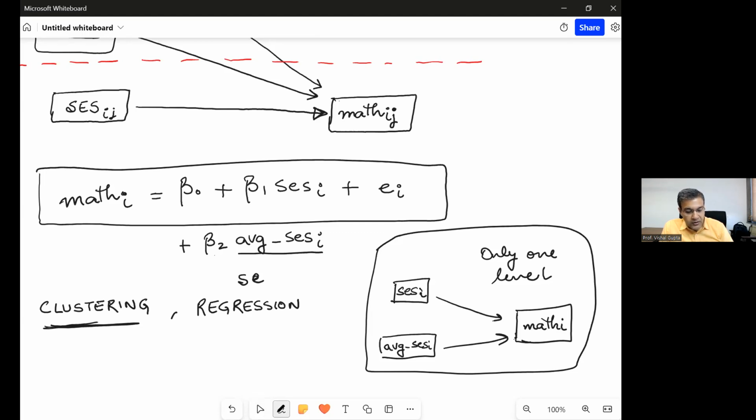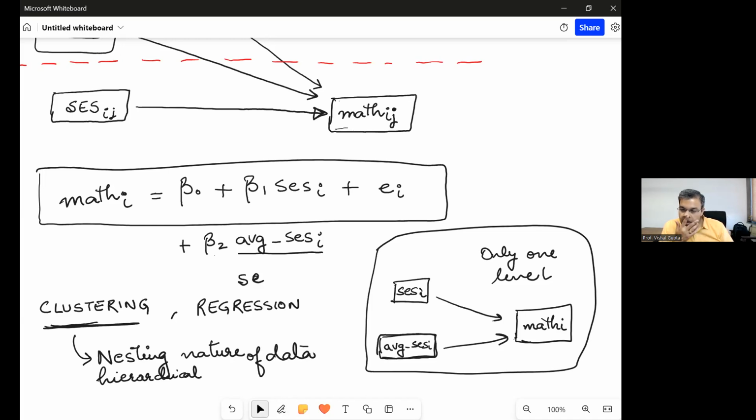But now you can understand, because these are students, they are not just impacted by their own SES, they are also impacted by average socioeconomic status, a school level variable. So there is going to be correlation, right? There is going to be clustering because of the nesting, or you can say hierarchical nature of data. If there is clustering, then very simply you can understand that the standard errors of regression coefficients beta 1 and beta 2 are going to go down.